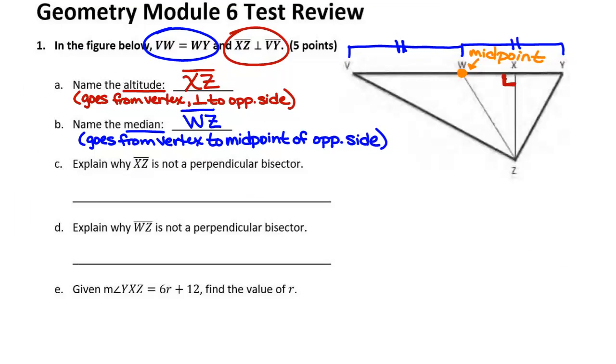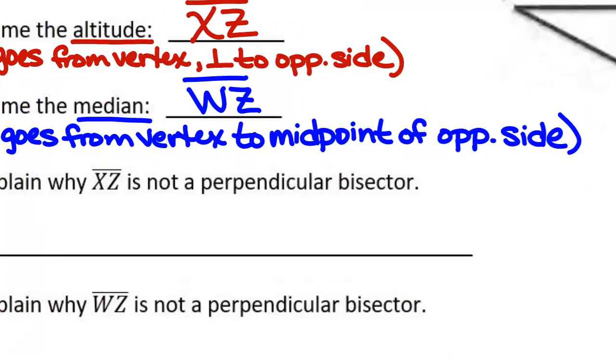Explain why XZ is not a perpendicular bisector. A perpendicular bisector has to do two things. What does the perpendicular part mean? It means it makes a 90-degree angle. Does XZ make a 90-degree angle with our triangle? Yes. Okay, so we've got the perpendicular part down. But then it also has to be a bisector. What does bisect mean? To cut in half.